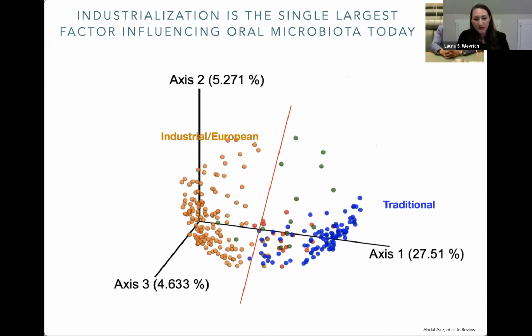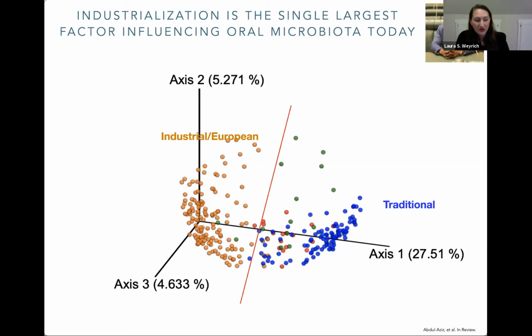So this would be analogous to hunting and gathering, or living a very non-industrialized lifestyle. And we find that industrialization, living this sort of modernized industrialized lifestyle, is the single biggest factor that drives the types of microorganisms that we carry in our mouths. We still don't know if that's a historic relic, something that's a hangover from what happened several years ago, or whether it's an active process that people are undergoing today. It's certainly probably a mixture of both.